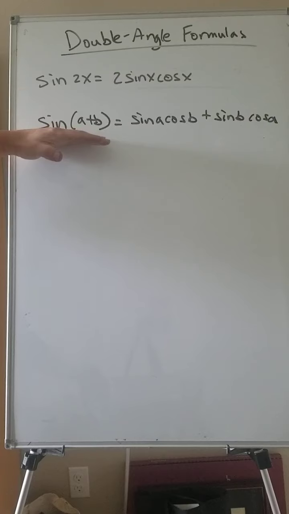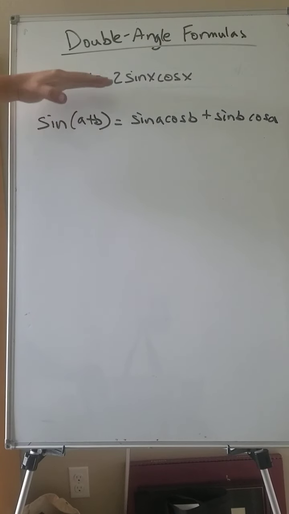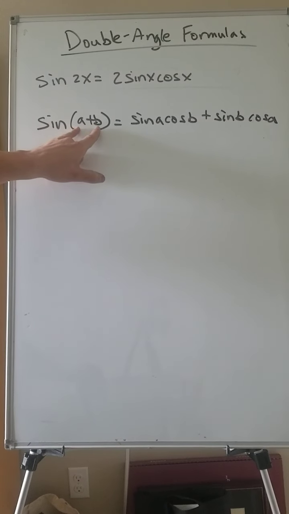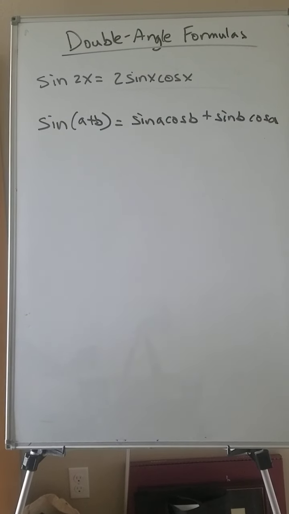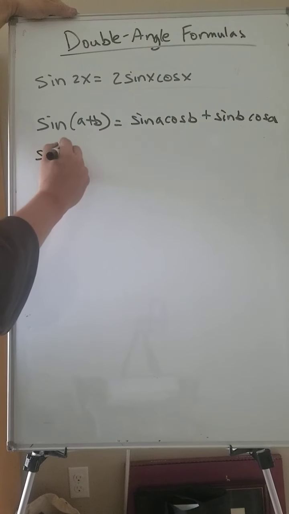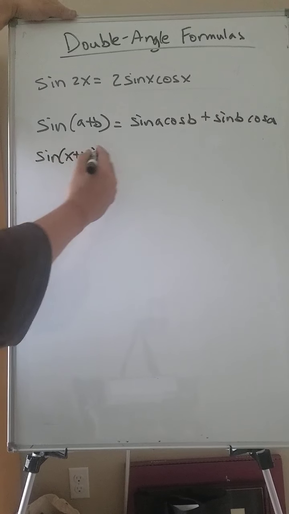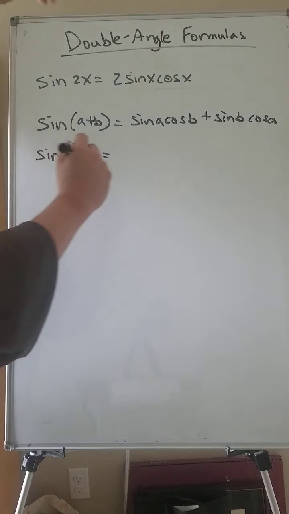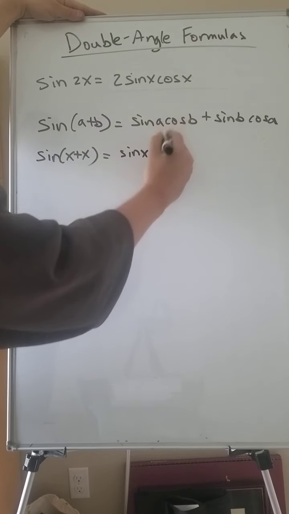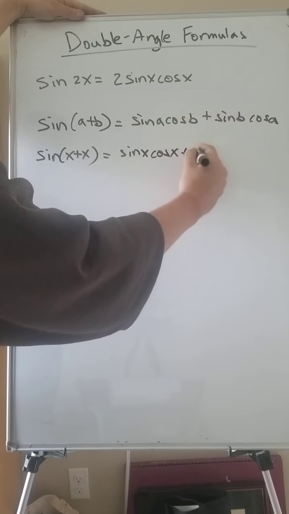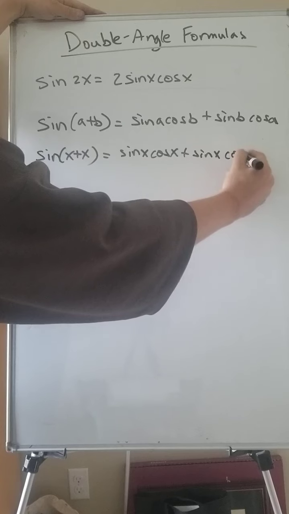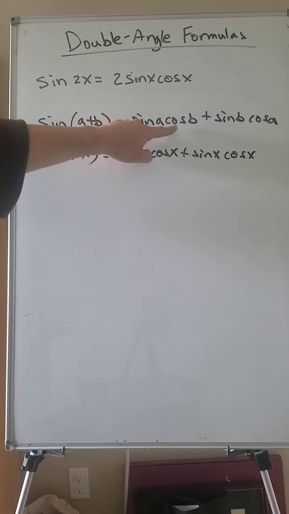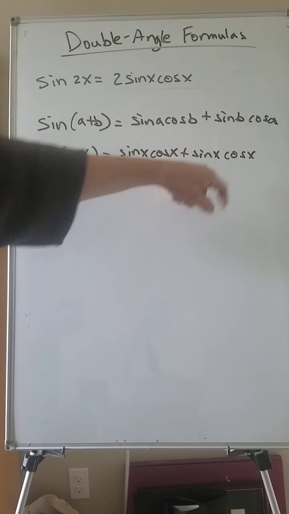Well, if we know this, then we should know this, because the only difference between this and this is that instead of calling these 2 angles here A and B, well, what if those angles were the same? What if these angles were both x? So if I say, well, what is sine of x plus x? Well, sine of x plus x still follows the same format here. So it would literally be sine of x, cosine of x, plus sine of x, cosine of x. Right? If a and b are both occupied by x and x, then this becomes sine of x, that becomes cosine of x, that becomes sine of x, and that becomes cosine of x.